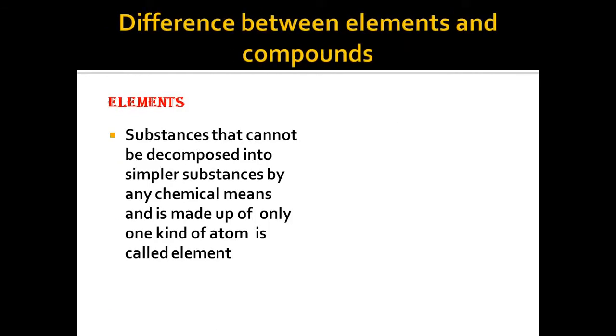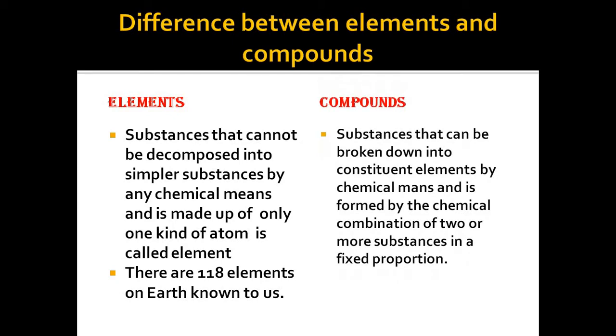Difference between elements and compounds. Elements: substances that cannot be decomposed into simpler substances by any chemical means and are made up of only one kind of atom are called elements. There are 118 elements on earth known to us.